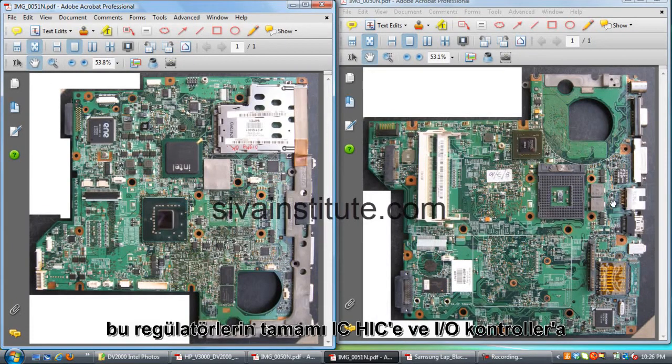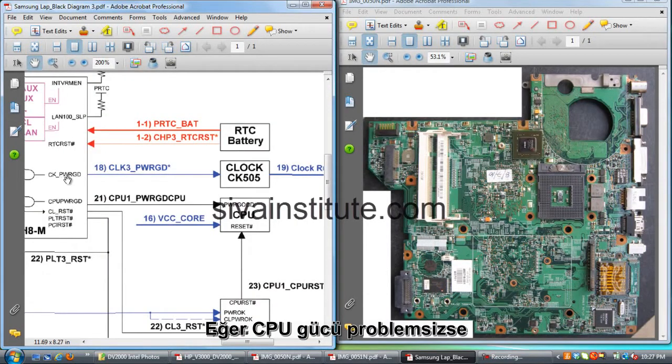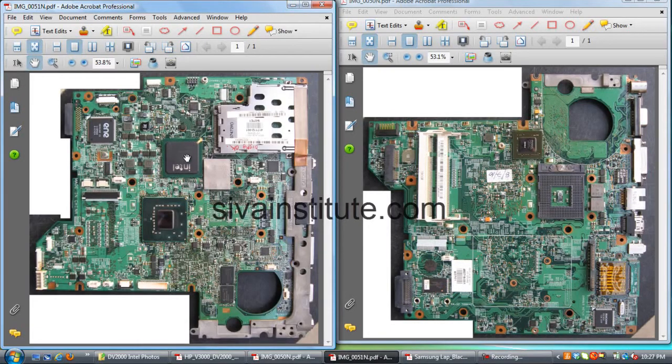When this regulator is okay, this regulator IC releases VRM power good voltage to this ICH and IO controller. When CPU power is okay, this ICH releases clock power good voltage to the clock generator IC. When this CPU power regulator is okay, this IC releases, this is the clock generator. This is the clock generator IC.